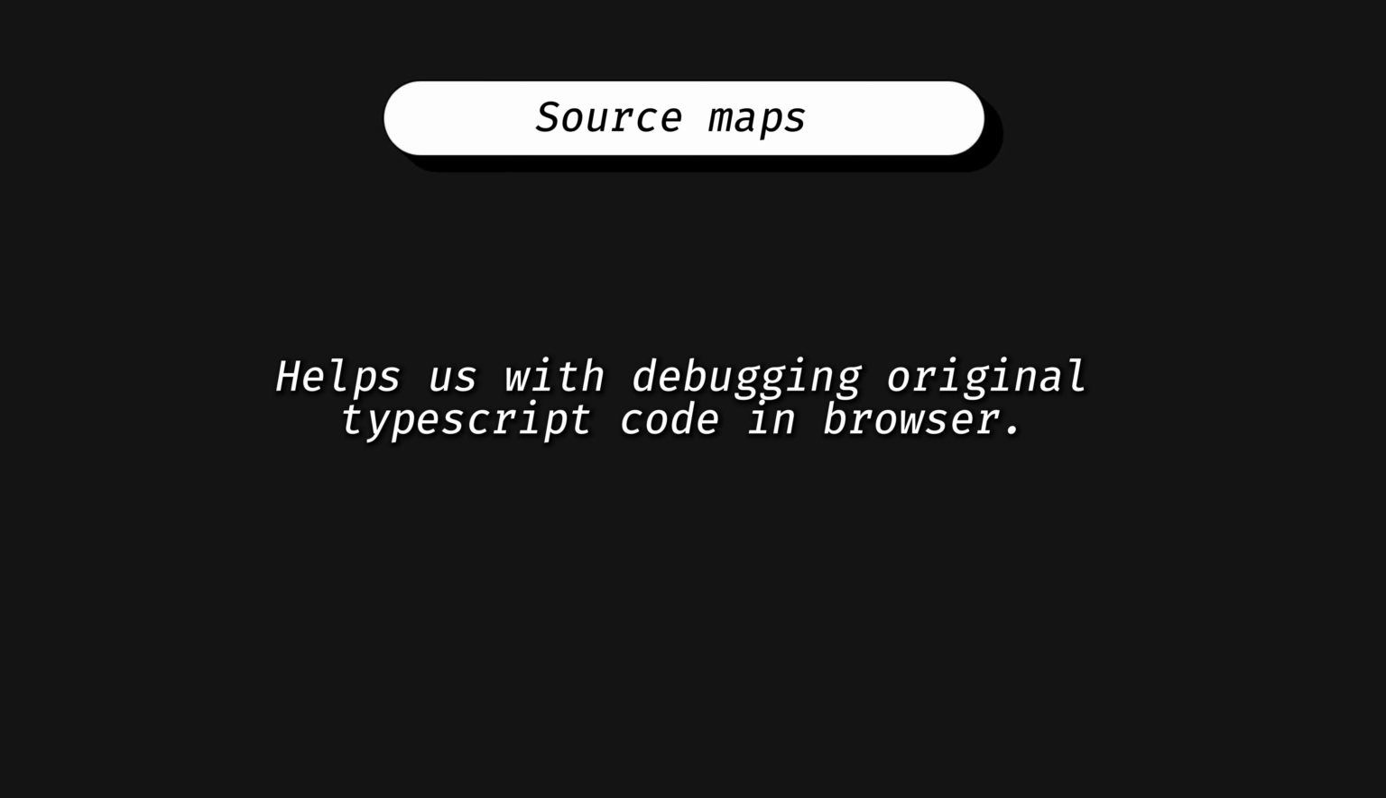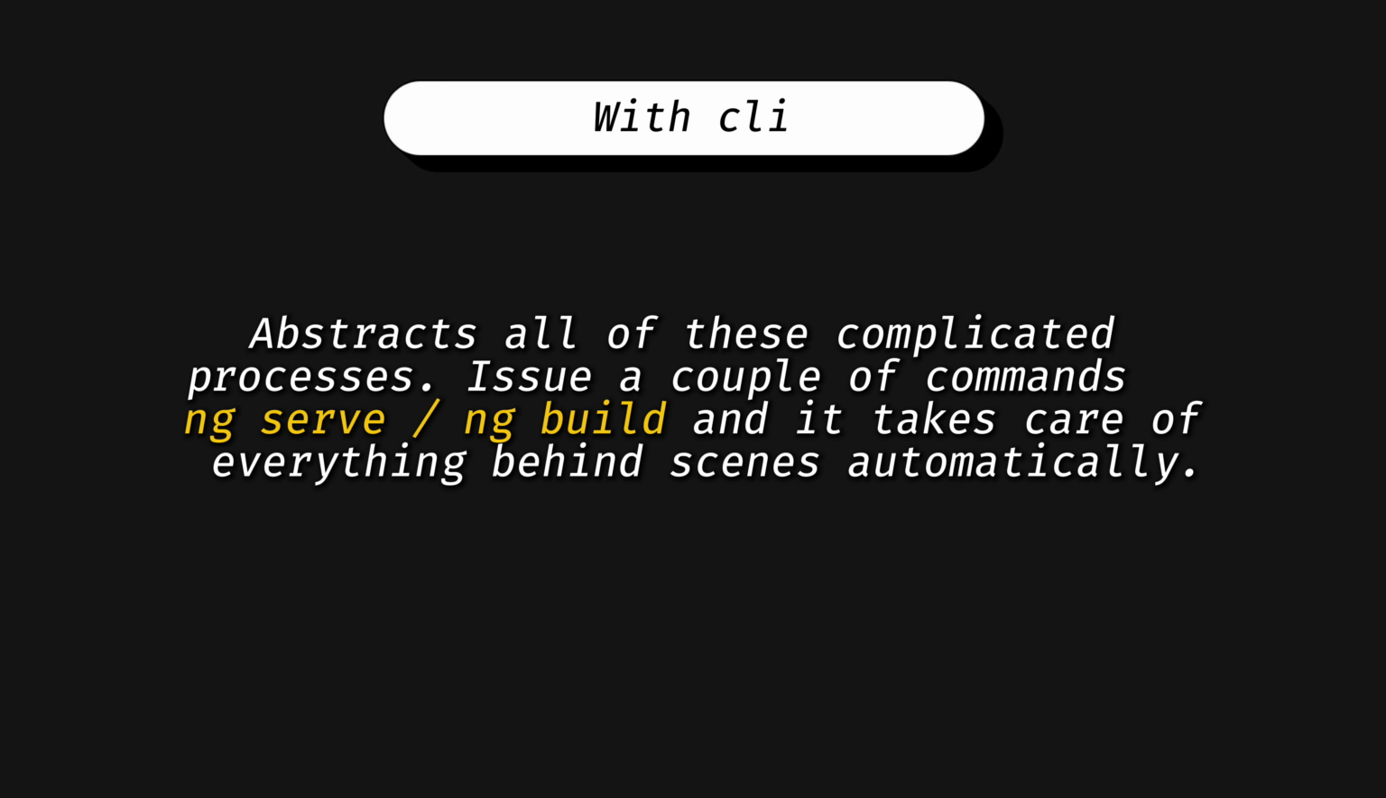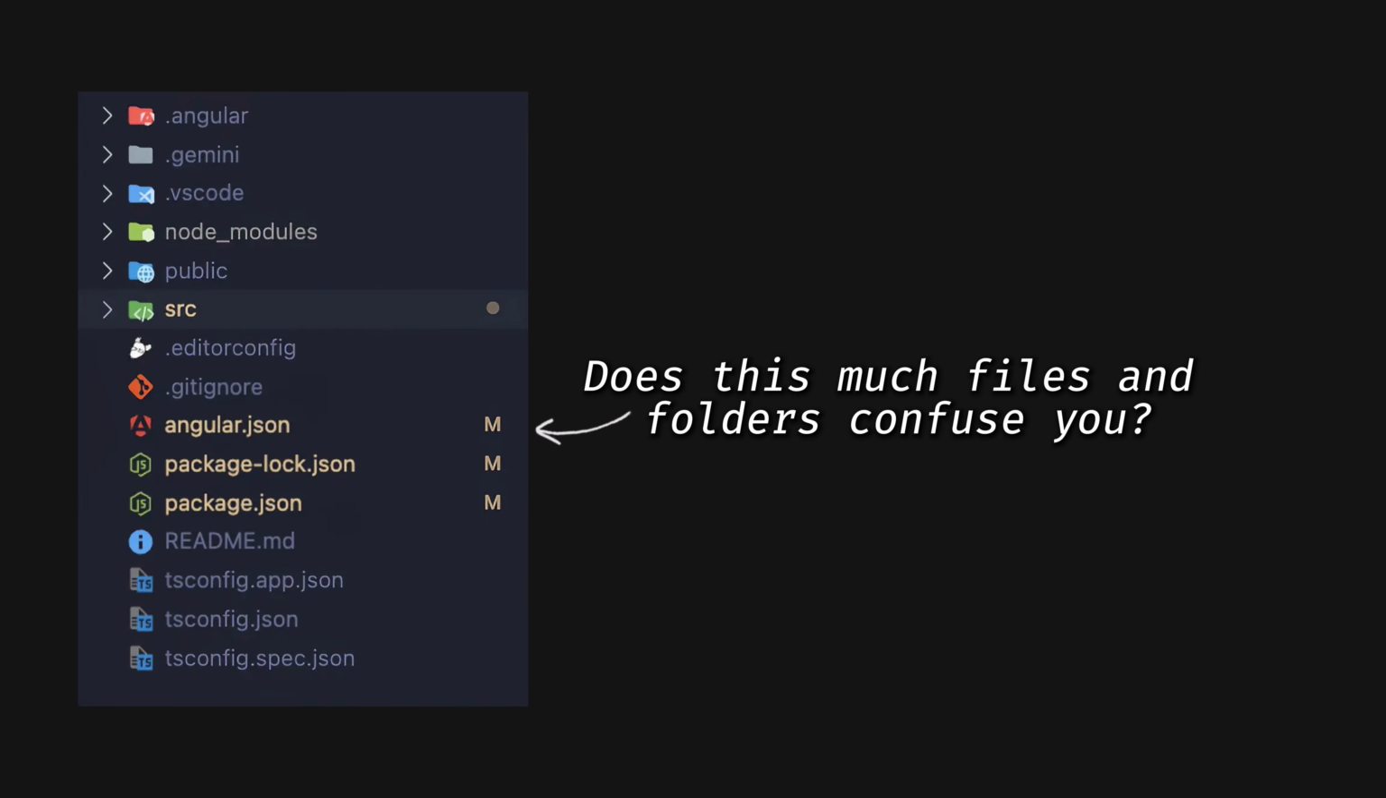Next point is source maps. It generates source maps in development so we can debug our original TypeScript code in the browser, not the transpiled JavaScript code. All of this complexity is abstracted away. We just run ng serve for development or ng build for production, and the CLI handles everything else. If you are new to Angular and feel a bit intimidated by the sheer number of files, don't worry. Let me break that down with what each file does.